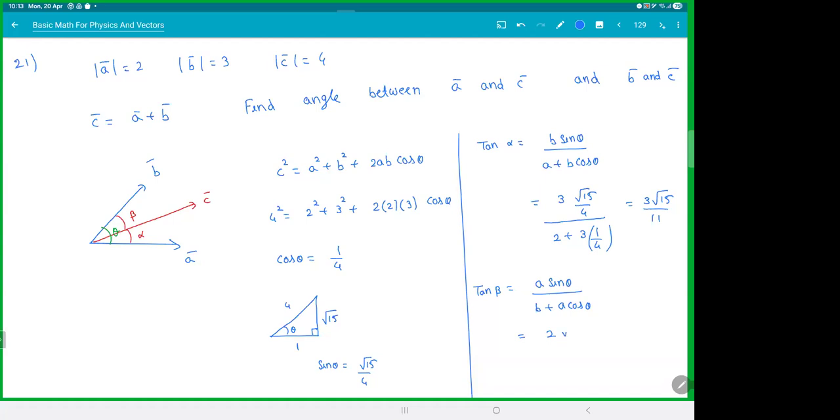Sin theta is root 15 by 4, b is 3 plus 2, and cos theta is 1 by 4. This will be what? 4, 14, root 15 by 7. Yeah, look at the options. The options you'll figure it out. They'll give you alpha is tan inverse or tan alpha, tan beta. All clear with this?